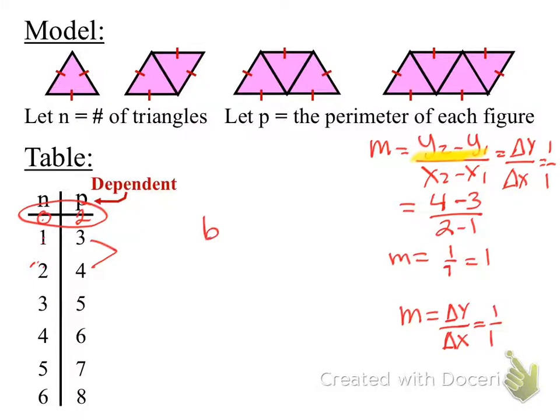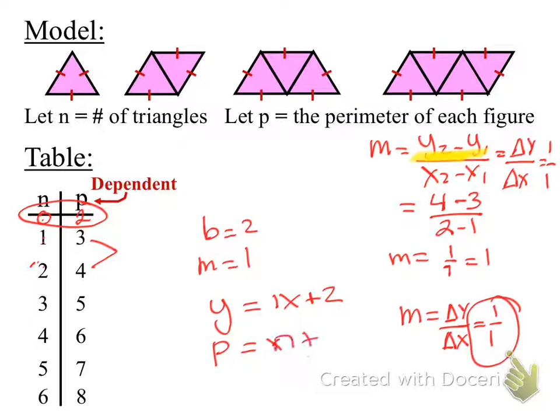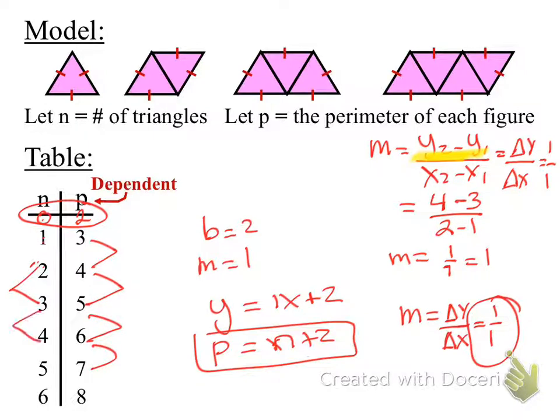So I know my b is 2, my m is 1. So it's y equals 1x plus 2. P equals n plus 2. Does that make sense? Now that only works if this is a constant rate of change. Yes? It doesn't really make sense in the context, because you can't have 0 triangles, but it does make sense mathematically. How do we get to our y-intercept? When x is equal to 0. You're right, you're not going to have a triangle with 2 sides.